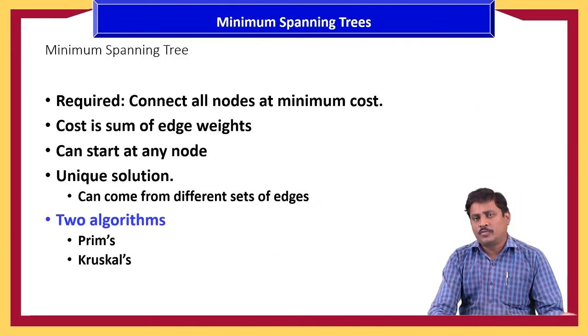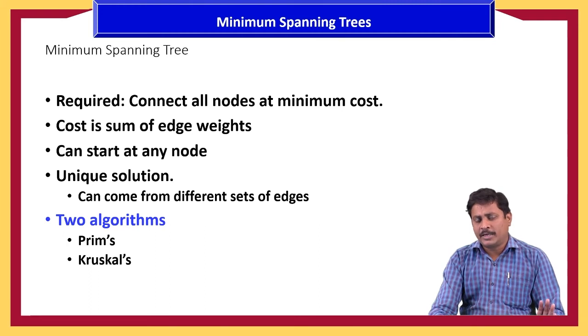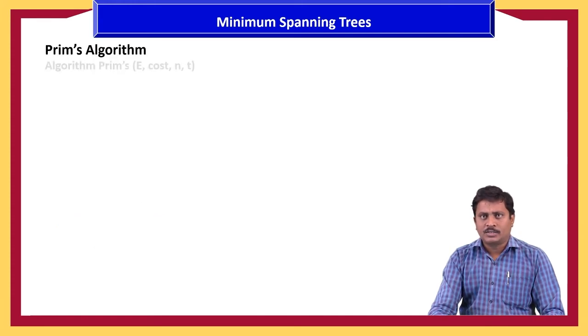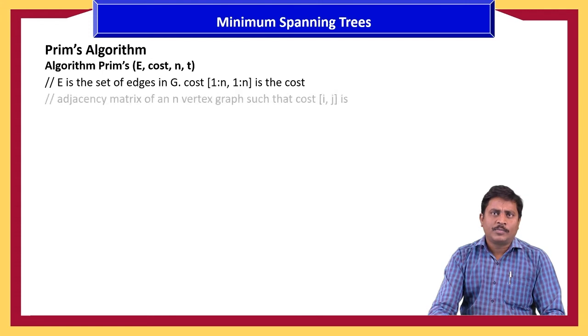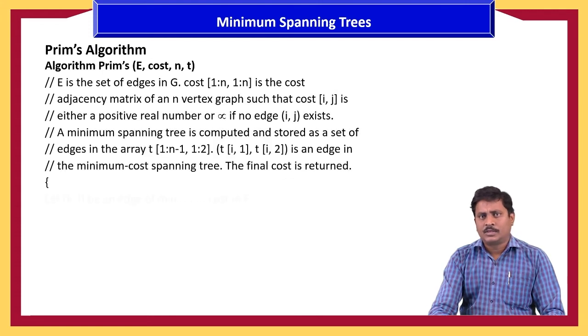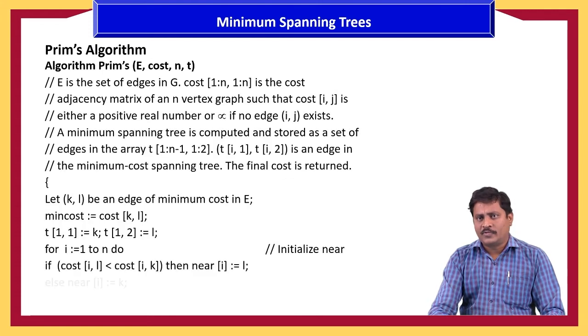Next, to find this minimum cost spanning tree, mainly we have two algorithms. One is Prim's algorithm, and another one is Kruskal's algorithm. First we are going to discuss Prim's algorithm. Now here you see the first algorithm.